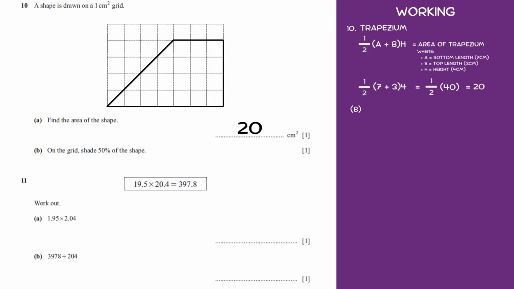For part B, shading 50% of the shape would mean shading half of it, and since we know that 20 squares make up the shape, we would only need to shade 10.